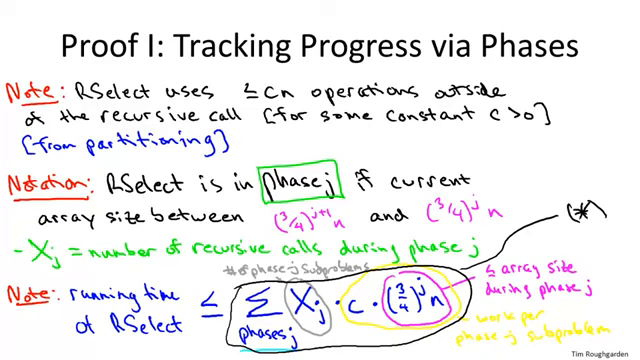Now don't forget, we're analyzing a randomized algorithm. So the left-hand side of this inequality, the running time of rselect, is a random variable. That's a different number depending on the outcome of the random coin flips of the algorithm. Depending on the random pivots chosen, you'll get different running times. Similarly, the right-hand side of this inequality is also a random variable. That's because the xj's are random variables. The number of subproblems in phase j depends on which pivots get chosen.